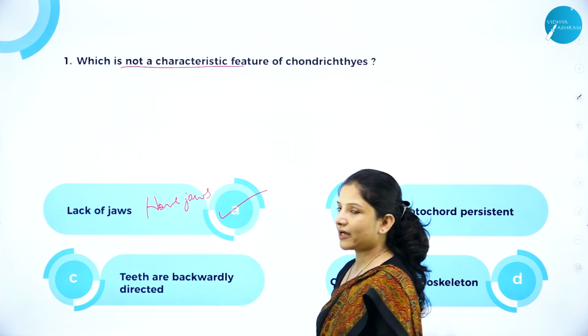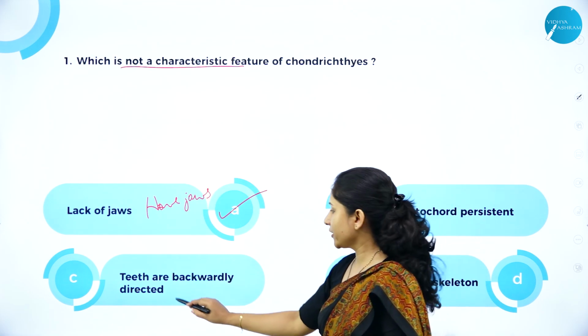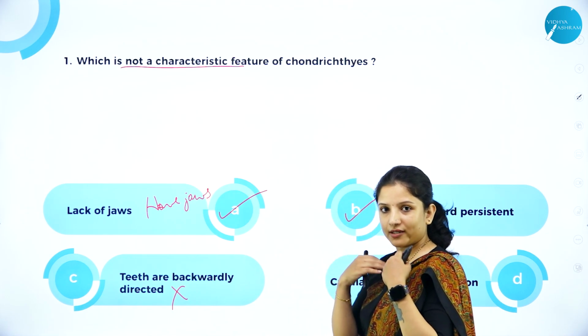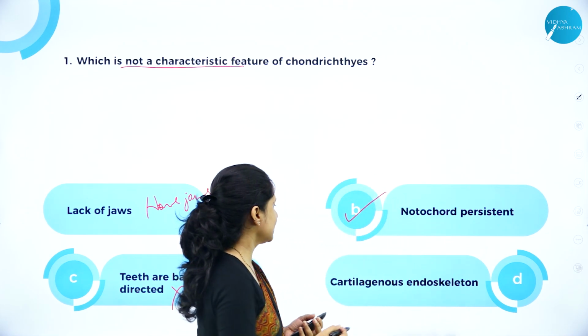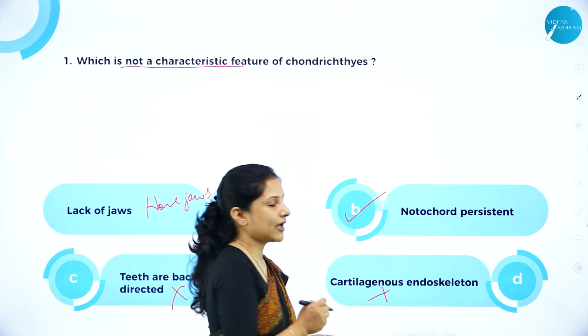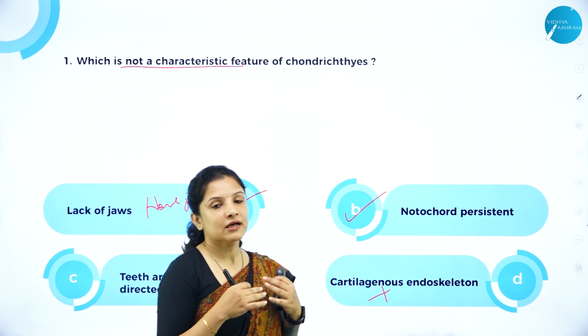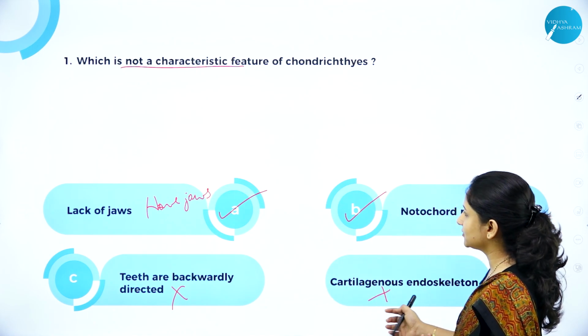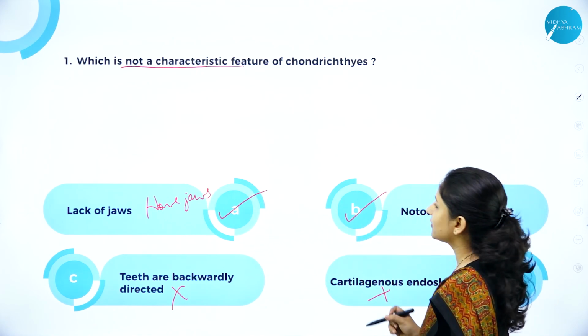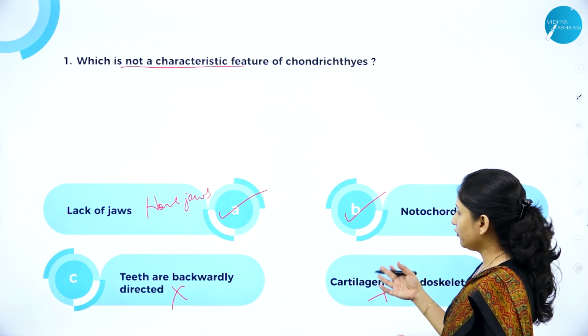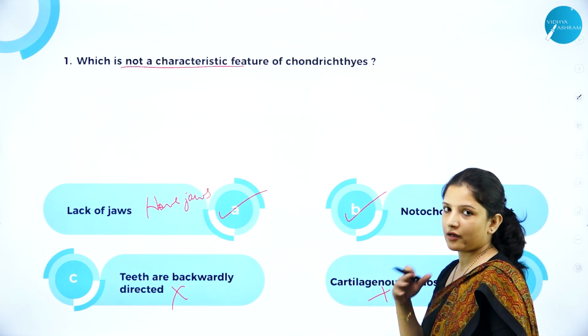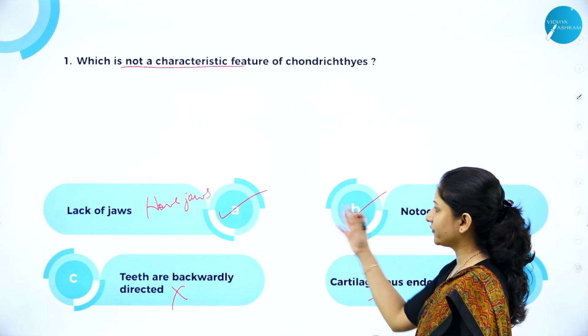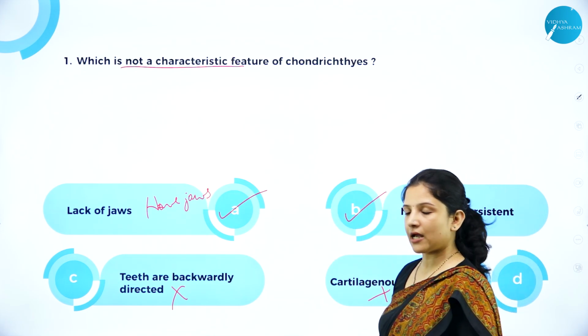Teeth are backwardly directed. That is a characteristic because the teeth are backwardly directed. And one more is cartilaginous endoskeleton. Yes, they have an endoskeleton which is made up of cartilage or soft bone. So therefore, both of these are not the right answer. It's actually A and B that are the right answer here. So if one more option is given, both A and B, you have to select both A and B because both of these are right. There has been a mistake that has happened here.